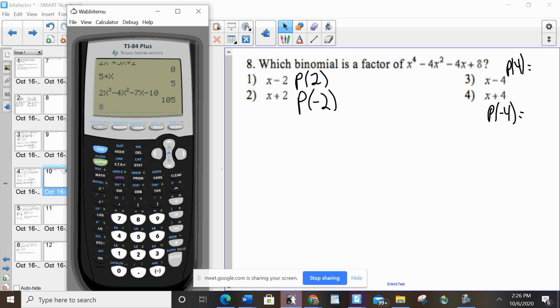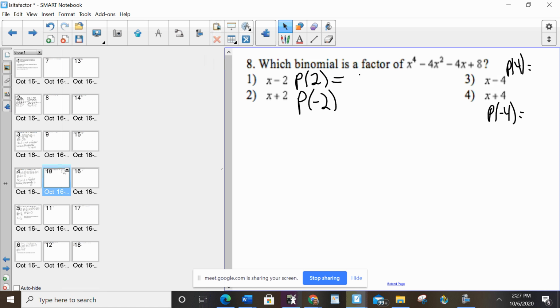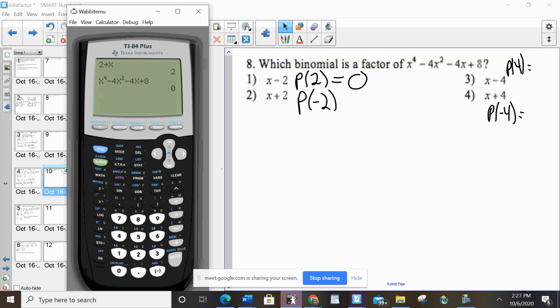So, I'm going to start by storing 2 for choice 1. Let me just clear everything else out of here. I'm going to type in x to the 4th minus 4x squared minus 4x plus 8. The remainder is 0. So I pretty much have my answer right there, but I want to go through all 4 choices to be sure. Now check out how easy this is with this calculator.